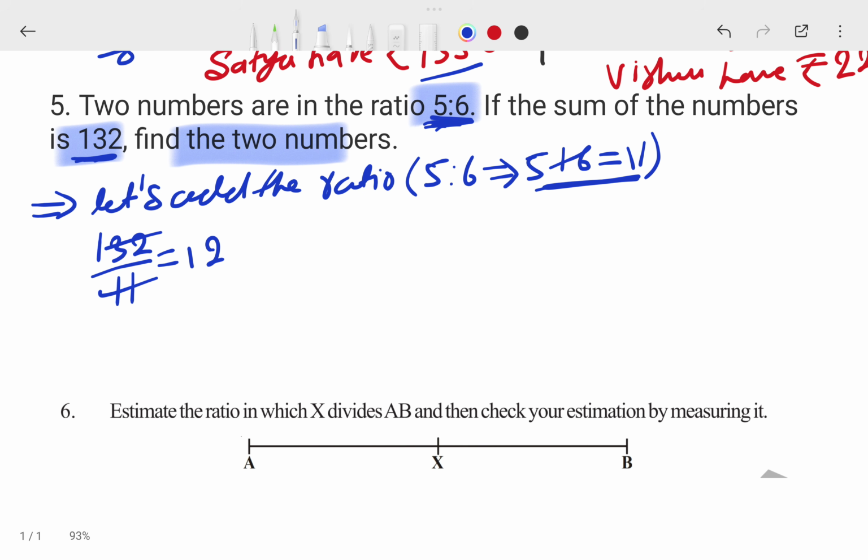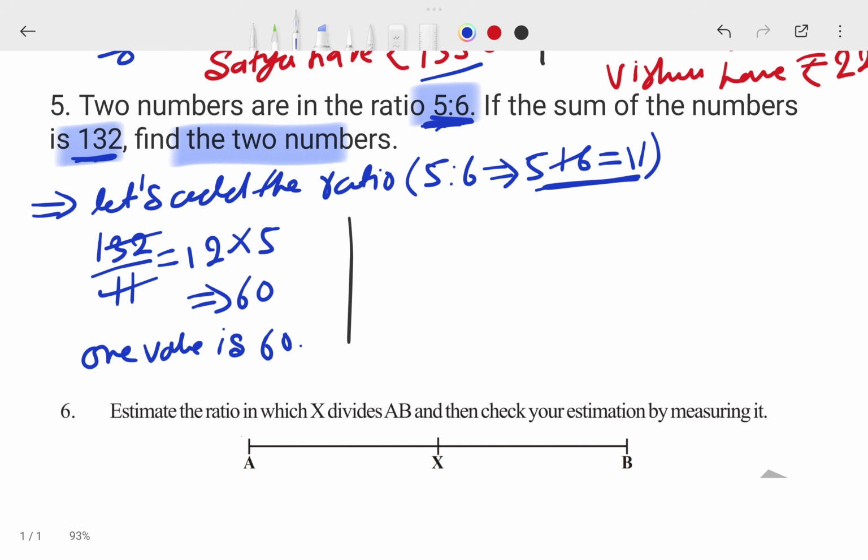It's going 12 times. Now in this one, choose one ratio, take this 5, and multiply here. So if you multiply, what you get, 12 5s are 60. One value is 60. Now we have to find the other value.